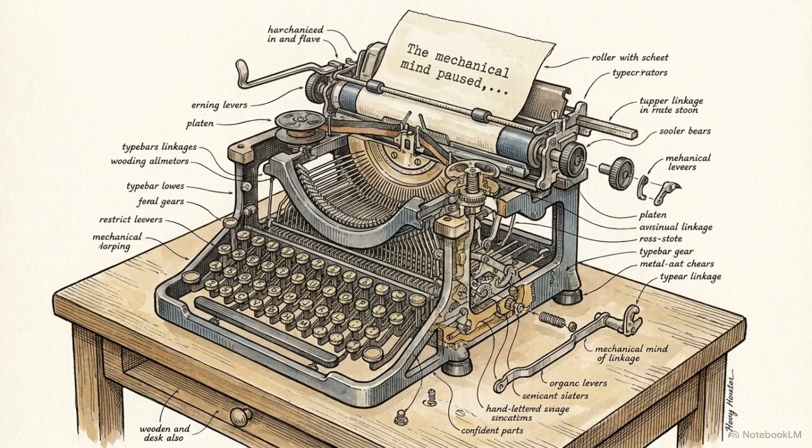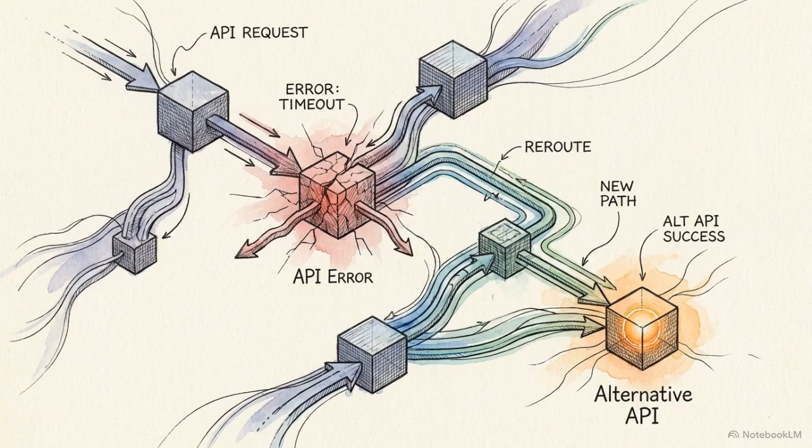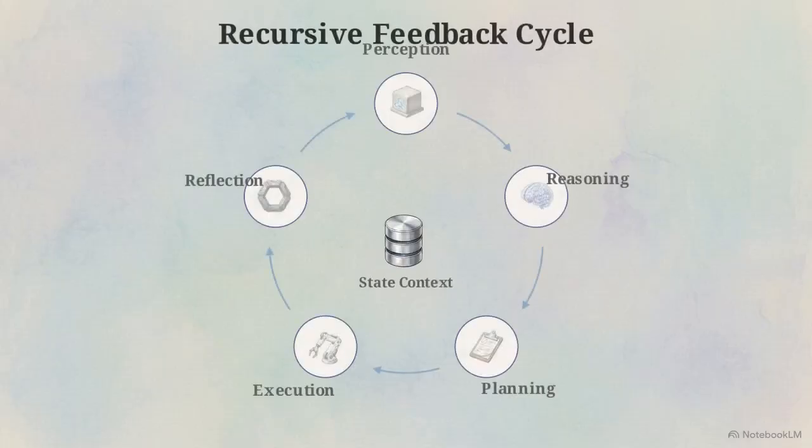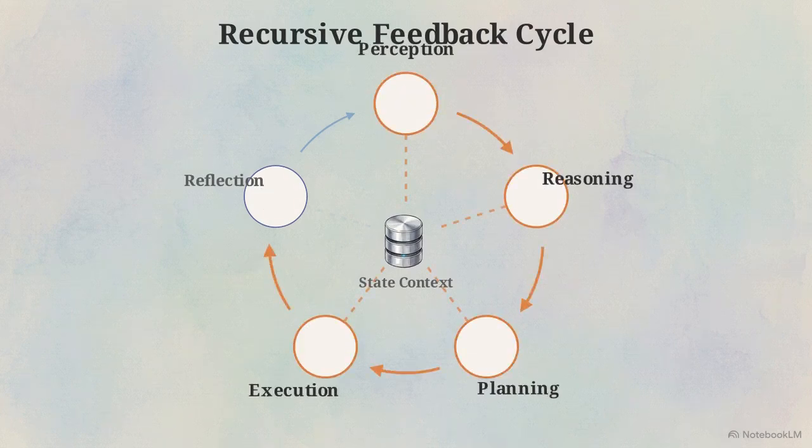This routing capability changes the software's role. It is no longer just predicting the next word. It is navigating toward a goal, adjusting its strategy as it receives feedback from the environment. Autonomy is defined by the ability to adapt to failure, which requires a system that can sustain a continuous loop of reasoning. This loop is driven by a recursive feedback cycle: perception, reasoning, planning, execution, and reflection.